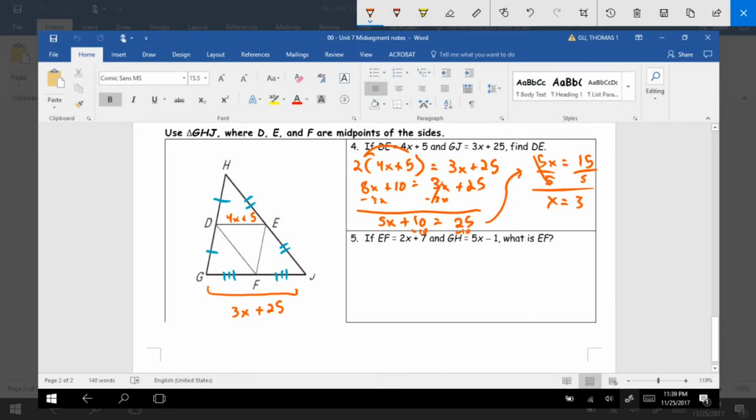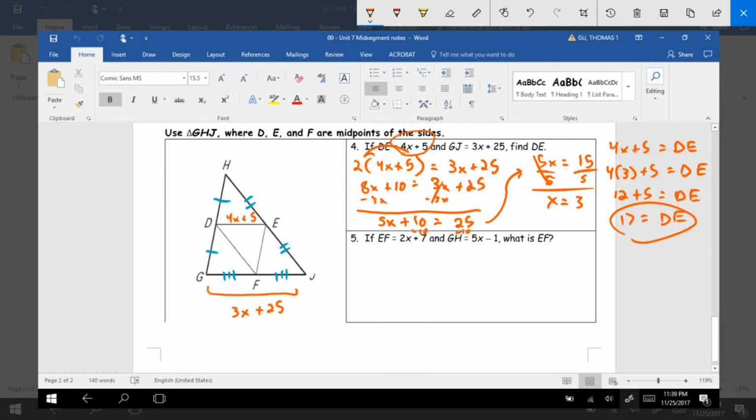Now that's not the answer. They wanted me to find DE. And what is DE? DE is 4x plus 5. X is 3, so I'm going to plug that one in. So 4x plus 5 equals DE. And I'm going to plug in the 3, so 4 times 3 plus 5 equals DE. I'm looking for DE, remember? So that's 12 plus 5 equals DE. And 17 equals DE. There is my answer.